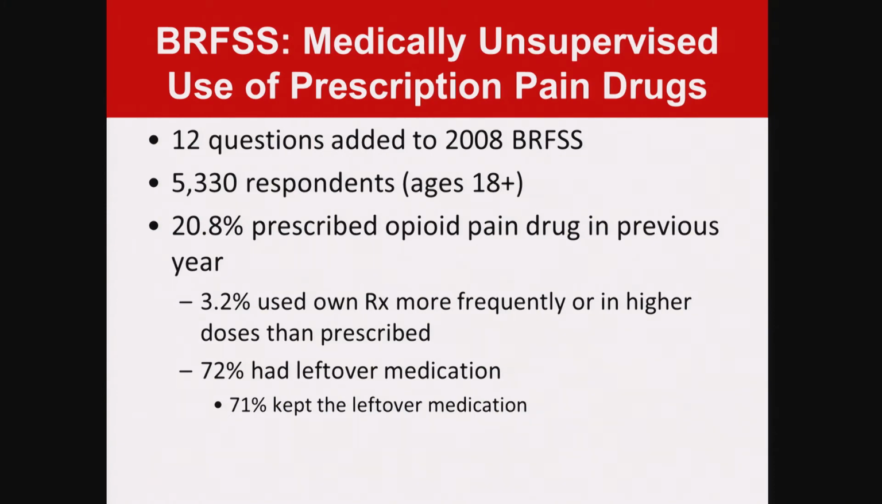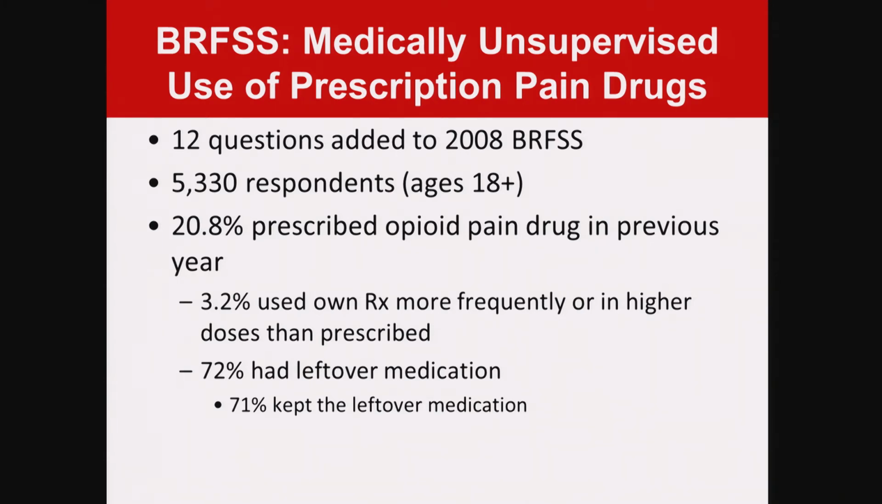So we also wanted to get more information about people who may be misusing pain medication who hadn't experienced an adverse event. So we added 12 questions to the Behavioral Risk Factor Surveillance System telephone survey in 2008. Among the 5,330 adult respondents, fully 20.8% reported being prescribed an opioid pain reliever in the previous year. 3.2% reported using their own medication more frequently or in higher doses than prescribed, and 72% had leftover medication, 71% of which was kept.